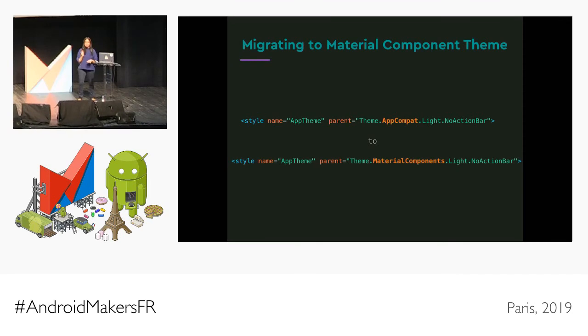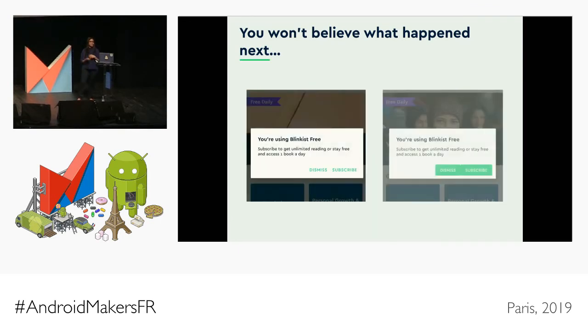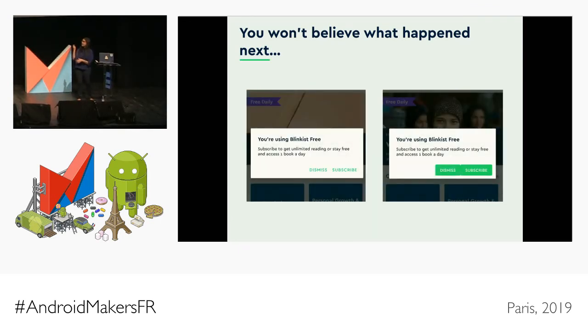You won't believe what happened next. Our buttons lost icons, the text shrunk, they changed background color, the dialogue got this puffy look, the dialogue buttons. And in this dialogue, we're actually asking our customers to pay us money by subscribing to our service. And no one's going to give us money with ugly buttons like that.